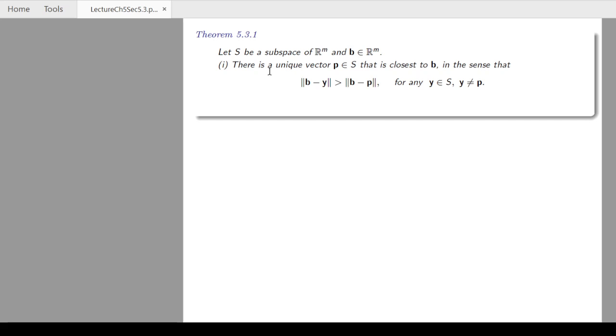The first conclusion is there is a unique vector P belonging to S that is closest to B. What's the meaning of the closest? The closest means the distance between B and Y is greater than the distance between B and P, for any vector Y belonging to the subspace S, but Y is not the same as P. So that's the meaning of the closest by distance.